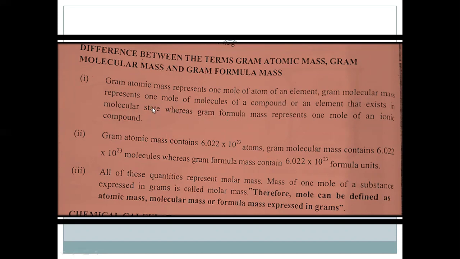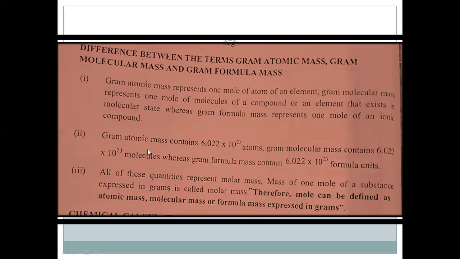Gram molecular mass represents molecules in a compound or an element in a molecular state, like hydrogen. H2 is a molecule, but it is an element because it is made up of similar atoms. I told you in the previous lecture that some elements exist in diatomic form: H2, N2, O2. So we will also use gram molecular mass for those elements as well, and formula mass we use for ionic compounds.